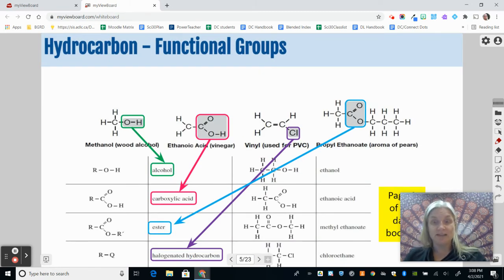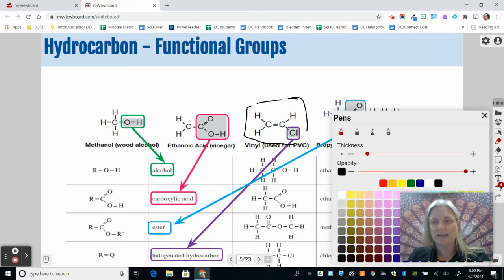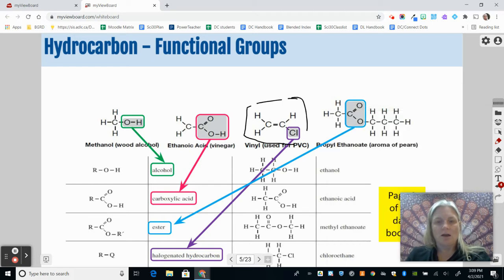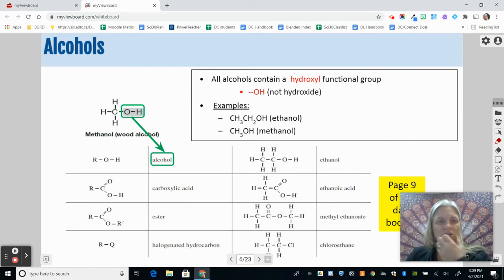All right, so you've seen this diagram before. This is on page 9 of your data booklet again. So we're going to step through each of these. We really already did our halogenated hydrocarbons, so we're not going to be taking a look at those again in this section because we looked at those quite in detail in the last one. So let's get on to alcohols.